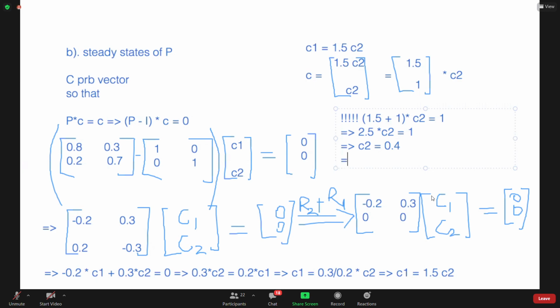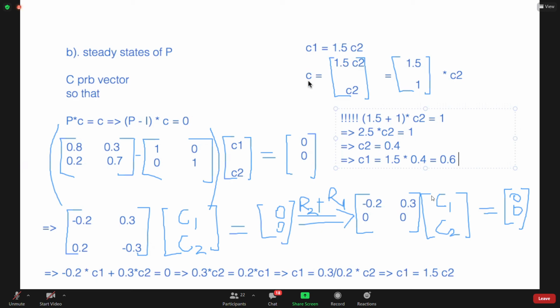If I know C2, can I therefore find C1? Yes, of course I can. I know C1 is equal to 1.5 multiplied by C2, which is equal to 0.4. And this will become 0.6, which matches exactly the requirements I would have for my probability vector C, because C1 plus C2 should yield 1 totally. They do, and they should represent probabilities, which means that they should both be positive numbers smaller than 1.